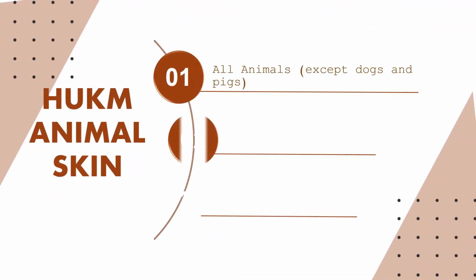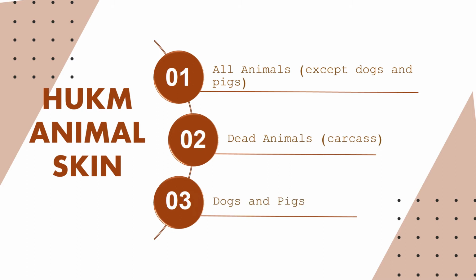I would like to explain the hukum on fur and animal skin. We go through the hukum on animal skin first, which has been categorized into three: the skin of all animals except dogs and pigs, then the hukum of dead animals. Lastly, the ruling of dogs and pigs' skin.